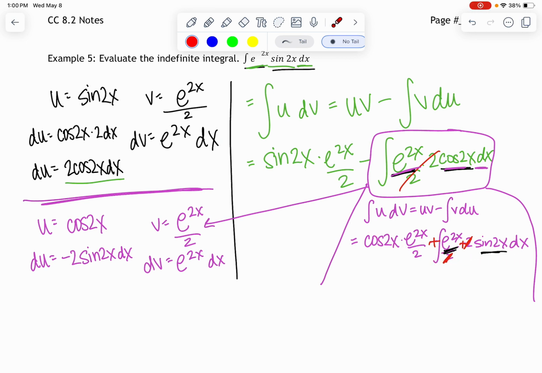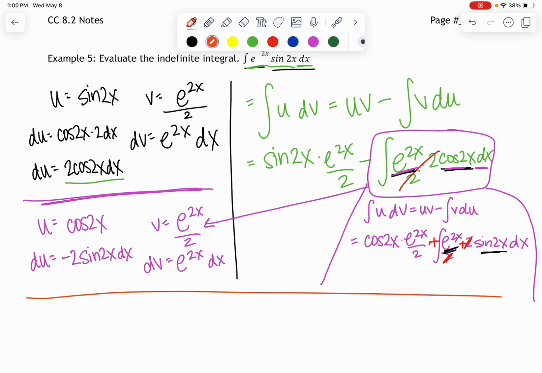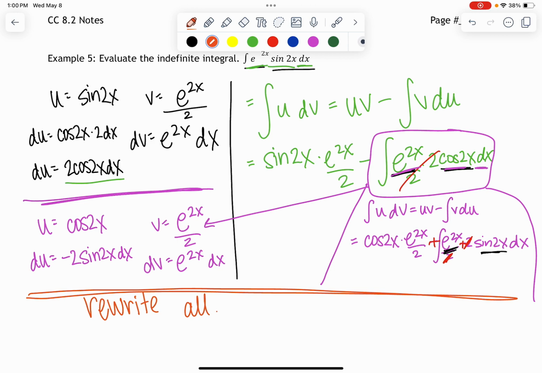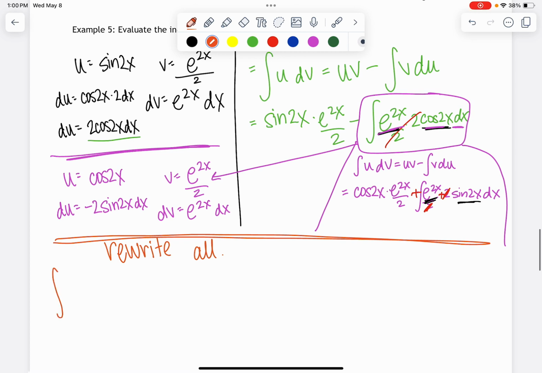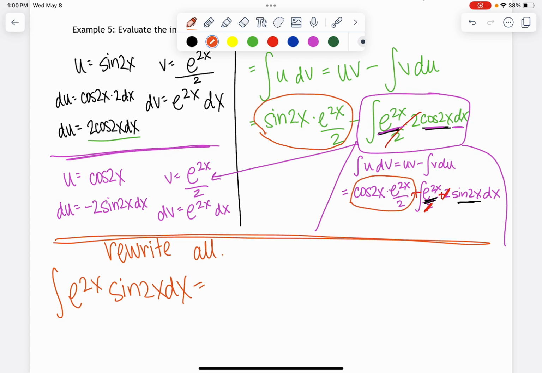So I'm going to pause, and I'm going to try to reevaluate what I could do in this type of situation. I am going to rewrite all of it. I'm going to take my question, which is here, and rewrite it: integral e to the 2x, sine of 2x, dx. And I'm going to write what I have so far for my answer. I've got this original uv, I've got this uv, and I have this integral. I also have this little minus that I have to distribute there and there.